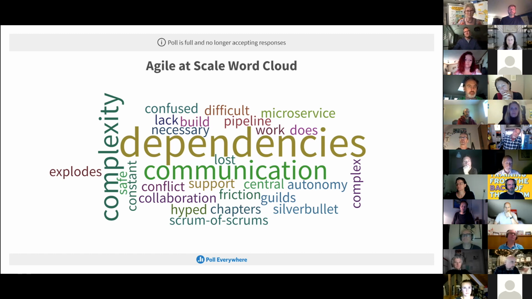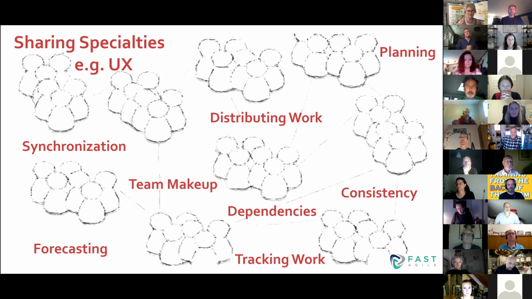So these are again some of the words that come up, or some of the questions that I get, that you think of the complexity, right? How do we make the teams up? How do we do forecasting? How do we synchronize the work? How do we track the work? How do we maintain consistency? How do we plan?